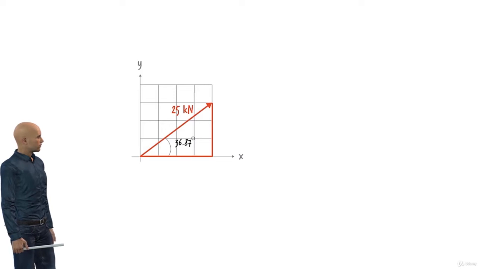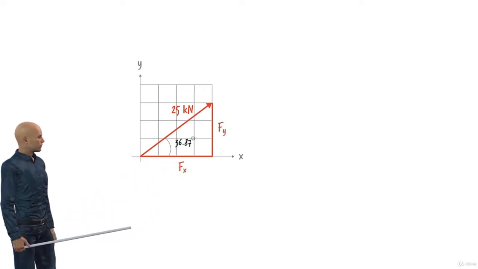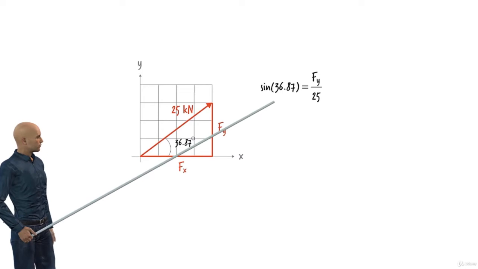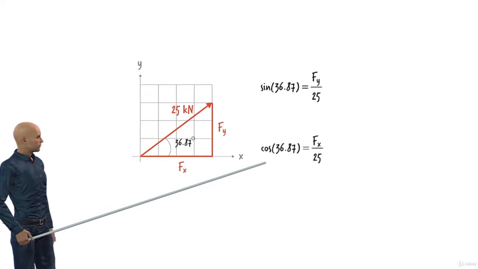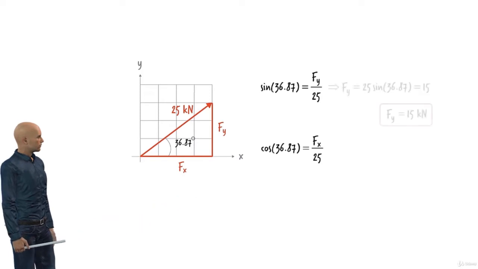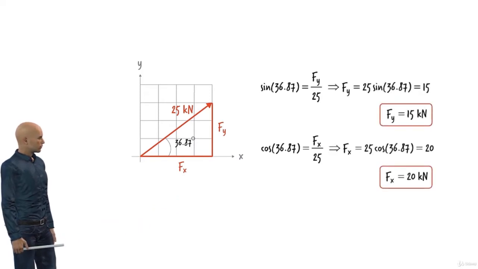That is, knowing the magnitude and orientation of a force vector, we can easily determine its x and y components. Let's refer to this unknown length as fx and call this length fy. Then we can write sine of 36.87 equals fy over 25, and cosine of 36.87 equals fx over 25. This gives us 15 kilonewtons for fy and 20 kilonewtons for fx.